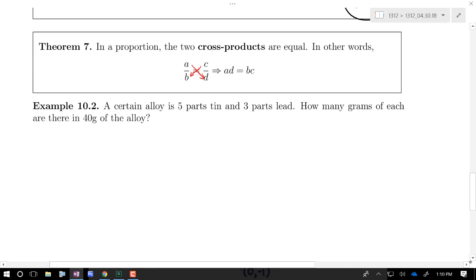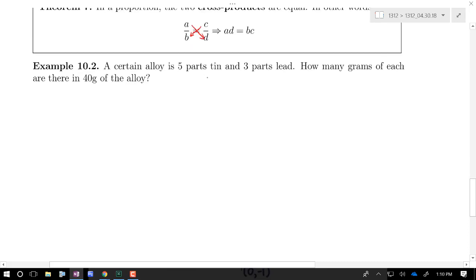So, for example, we could use this to solve a problem. Let's say we have an alloy that is 5 parts tin and 3 parts lead. They gave us basically the ratio of the mix. And we want to know how many grams of each are there in 40 grams of the alloy. The important thing to realize here is that we don't know how many grams of tin or lead. What they just gave us is the total, right? So we know a total. And when we set up our proportion, we want to set it up in such a way that it references the total amount. So I'm going to compare the total with the amount of either tin or lead, and it makes absolutely no difference which one we choose.